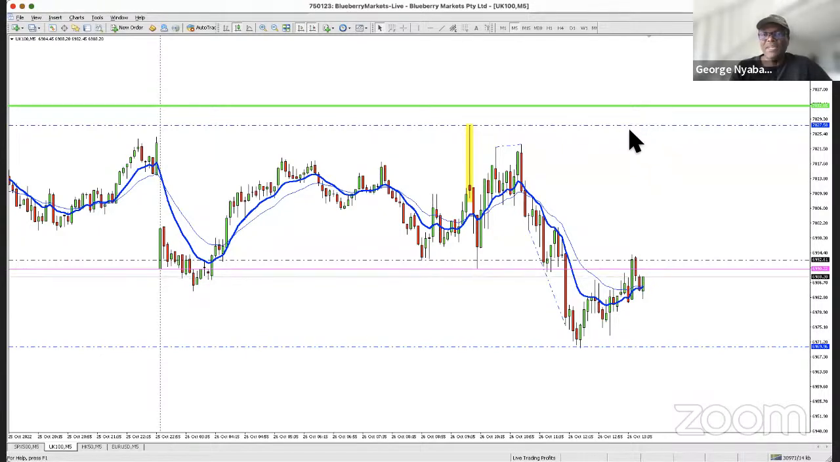So if we get up here at any time, next few candles could be 1, 2, 3 big candles that do that. And we get a reversal, then we must look to sell.